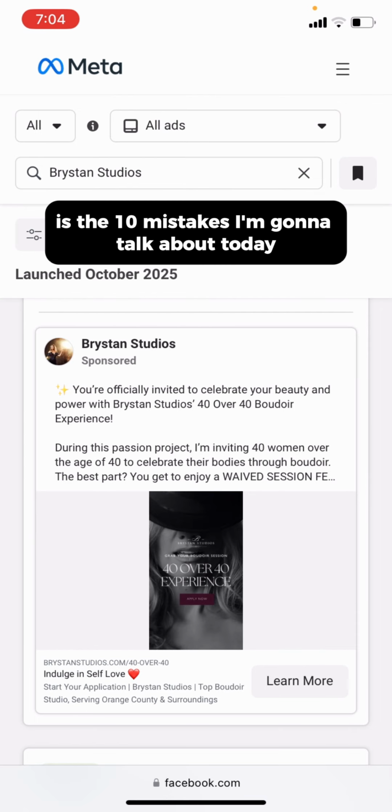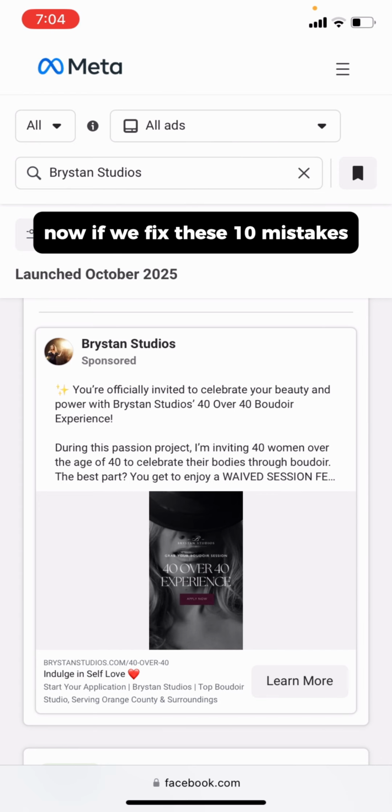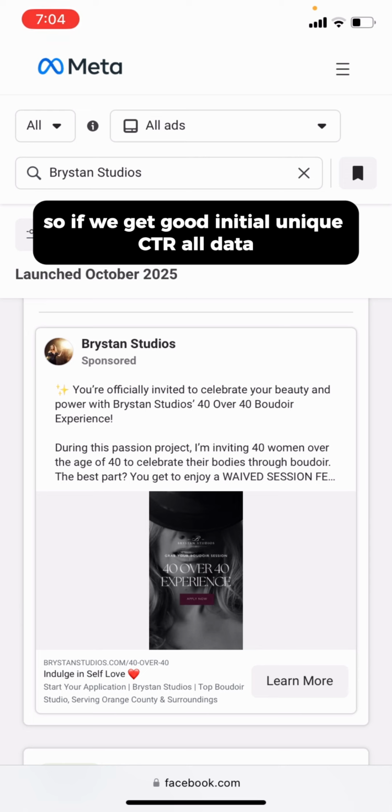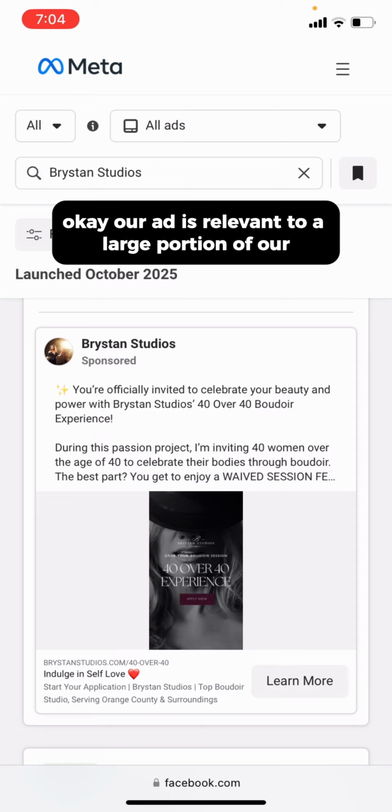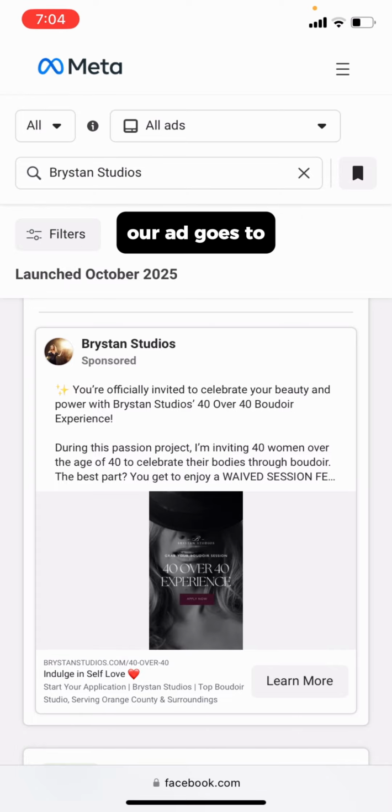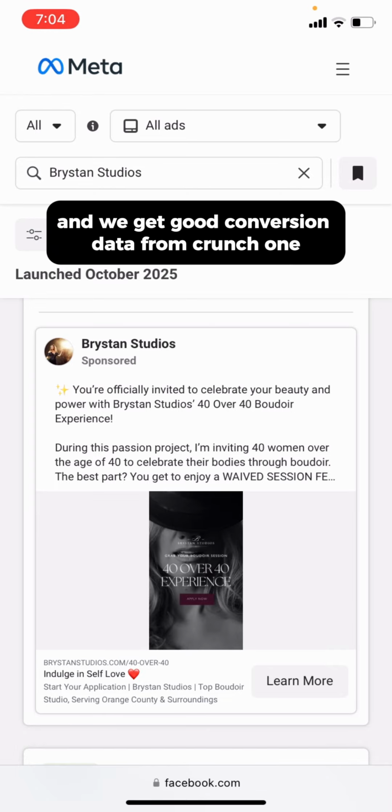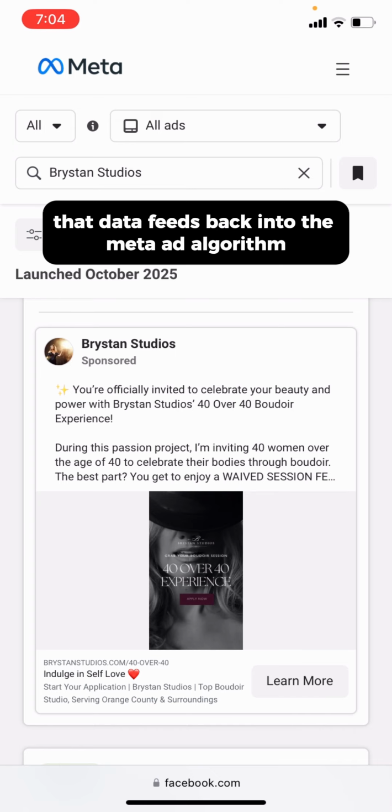And the cause of this is the 10 mistakes I'm going to talk about today. Now, if we fix these 10 mistakes, we have a much higher chance to go in the opposite direction. So if we get good initial unique CTR data, our ad is relevant to a large portion of the women in our city our ad goes to, and we get good conversion data from tranche 1. That data feeds back into the Meta ad algorithm.